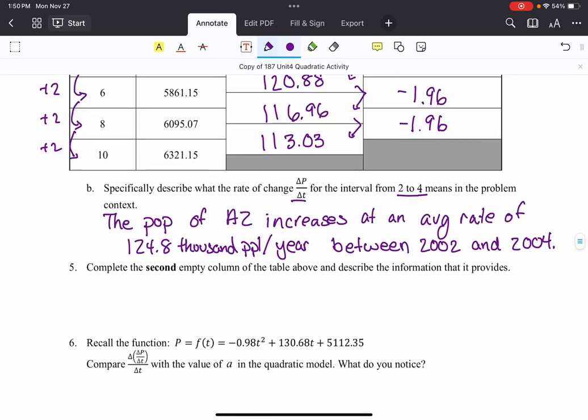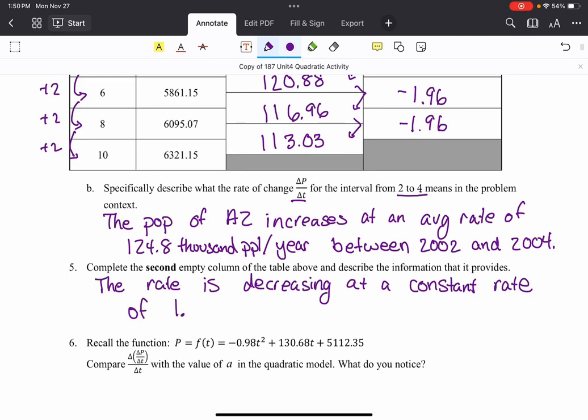All right. So we completed the second tile. Describe what this information tells us. Well, as we mentioned earlier, the rate is decreasing at a constant rate. So the rate is decreasing at a constant rate of 1.96 thousand people per year every year. So every year that goes by, the rate decreases by that much.